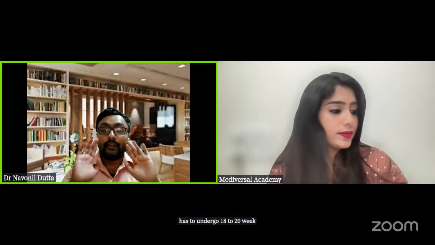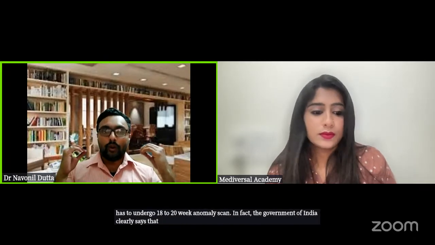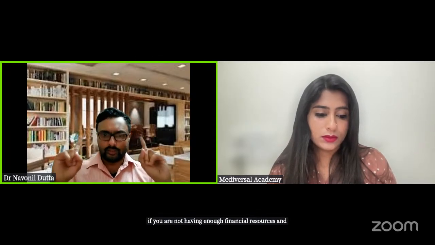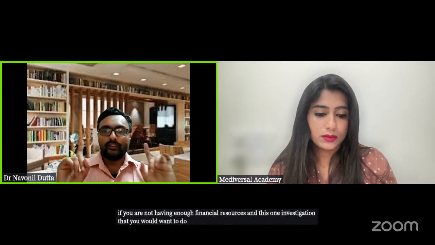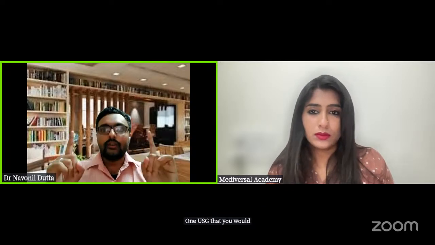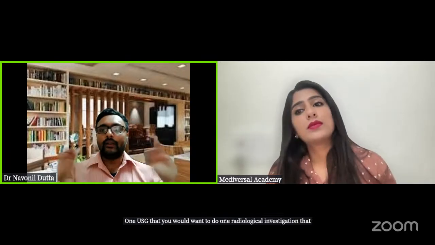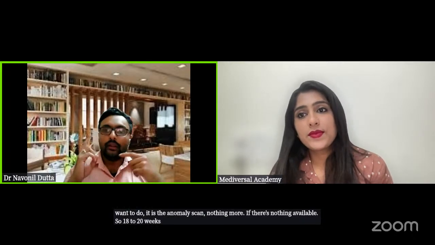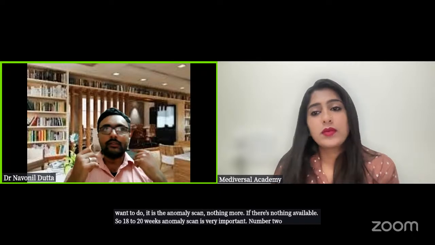In fact, the government of India clearly says that if you don't have enough financial resources and there is one investigation that you would want to do, one USG, one radiological investigation, it is the anomaly scan, nothing more. If nothing else is available, the 18 to 20 weeks anomaly scan is very important. Number two, talking of the genetic disorders, as you said, yes, we can do an aneuploidy screening.